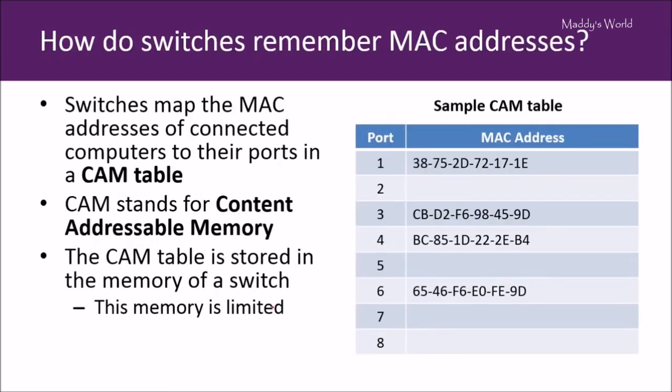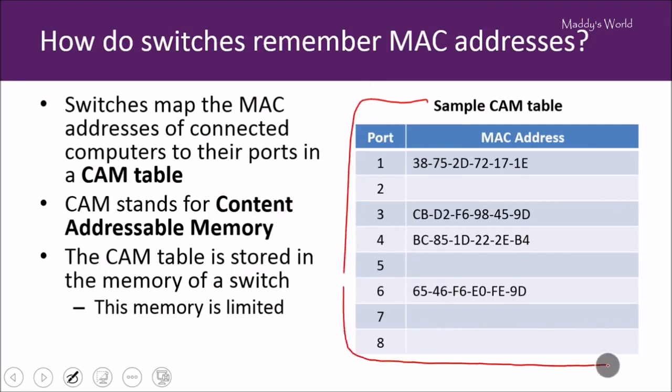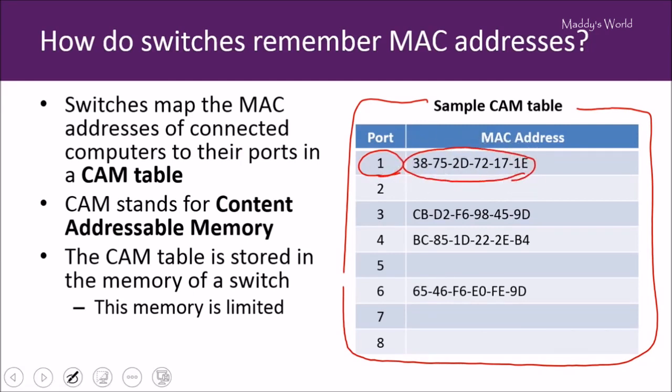Let's keep on checking. So you might be wondering, how do these switches remember MAC addresses? Well, switches have memory that's dedicated to remembering these addresses. Switches are just going to map the MAC addresses of connected computers to their ports in something called a content addressable memory table. All right, so you can see a basic example here. It's not a table as we think of it, right? Because it's really simplified data. But a sample CAM table is there. And note that if you have port 1, you're going to see that this MAC address right there is associated with it, and so on.